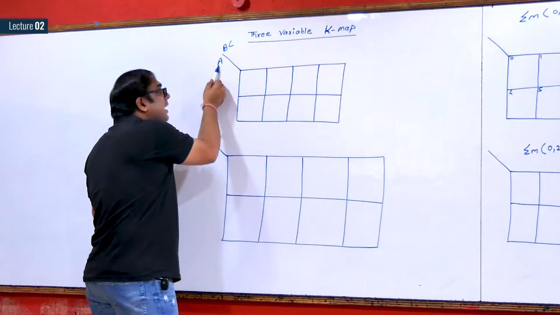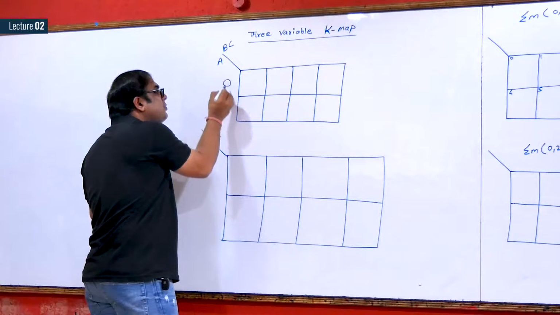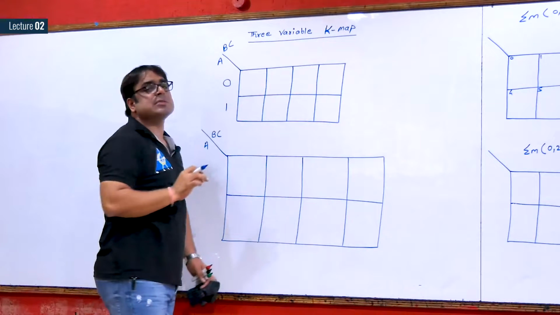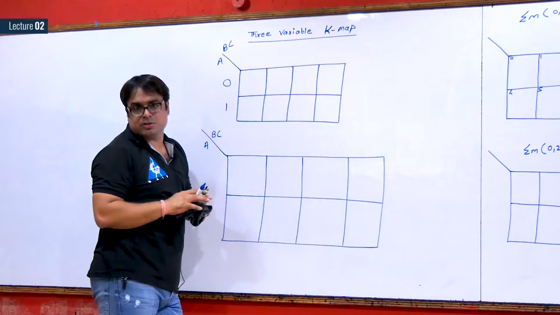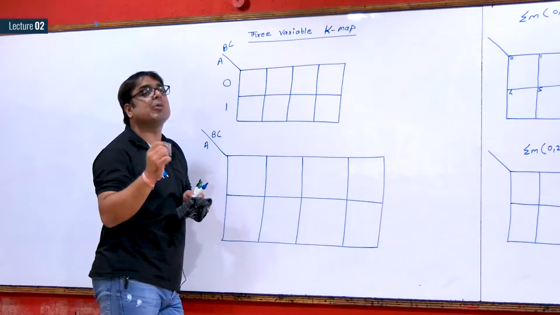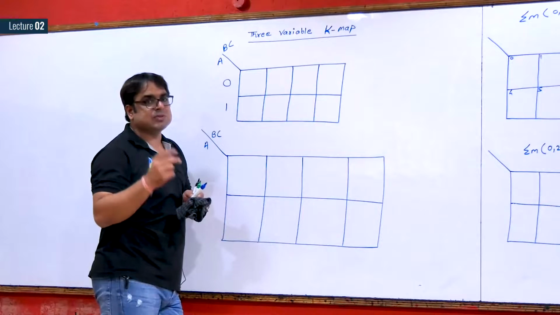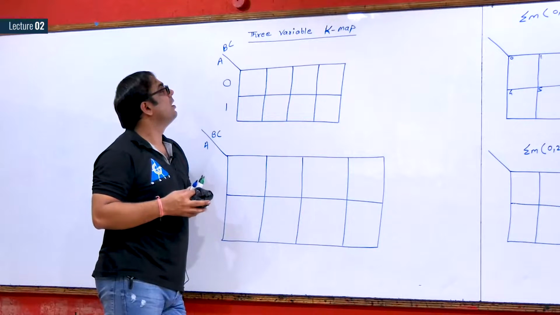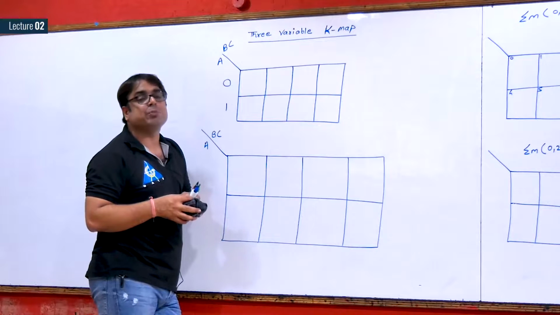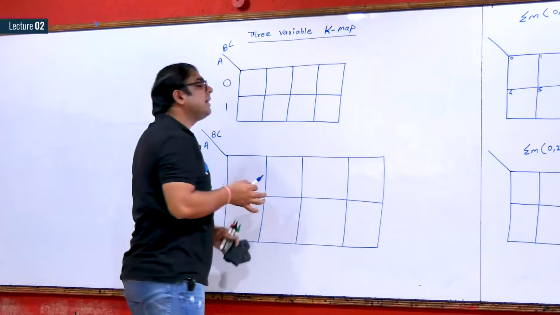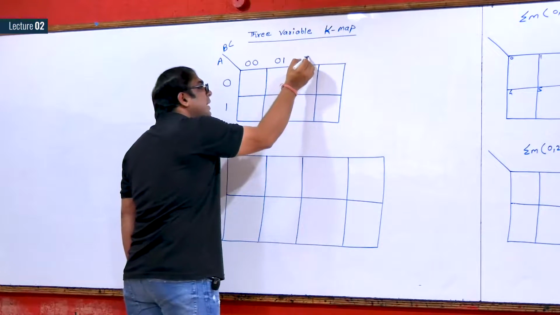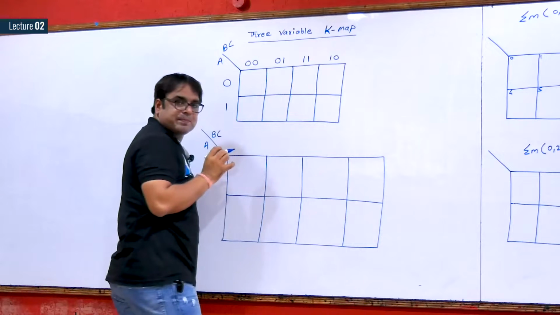Now in this case there is no problem, A can be equal to 0 or A can be equal to 1. But for 2 variables B and C, we have 4 combinations. So now comes the very important point in a K-map. Here the 4 combinations will be 0 0, 0 1, 1 1 and then 1 0.